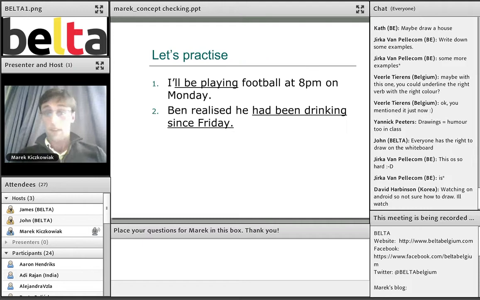Sorry, there was a second sentence as well. Maybe you don't have to draw now, but if you can just think, what kind of timeline would you draw for the second sentence? I don't want Ben to get offended that we've forgotten about him. So Ben realized he'd been drinking since Friday. Poor Ben. I wonder how he felt when he realized that. But you don't have to draw now, just think, what kind of timeline would you draw for sentence number 2?